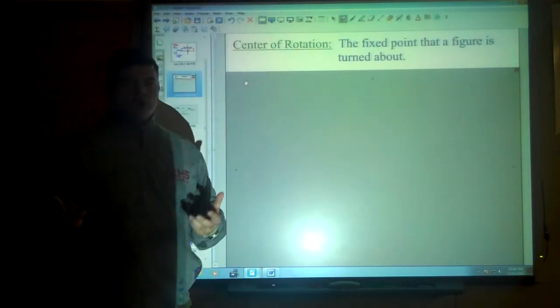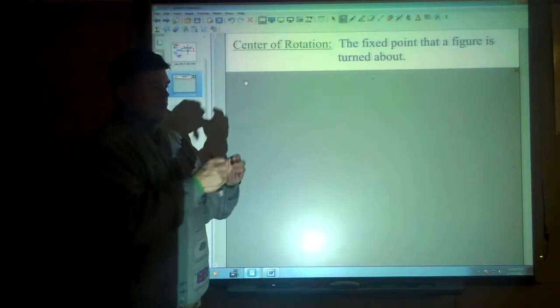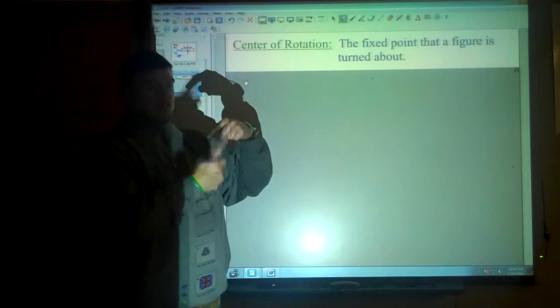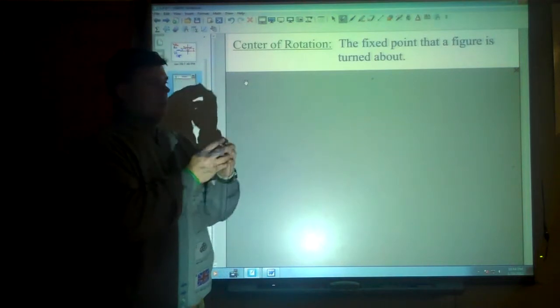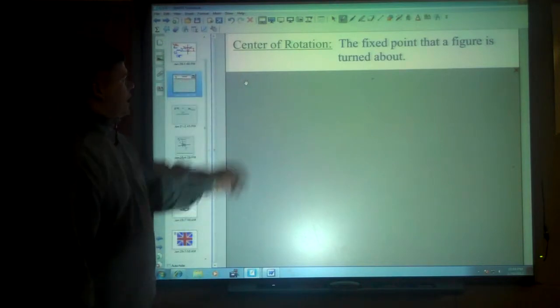For us, in the solar system, we tend to rotate around the sun. We rotate as a planet around the center, and the Earth itself rotates around its own axis. So there's quite a few different situations where you have a center of rotation.